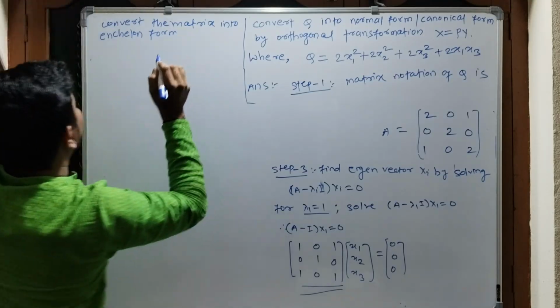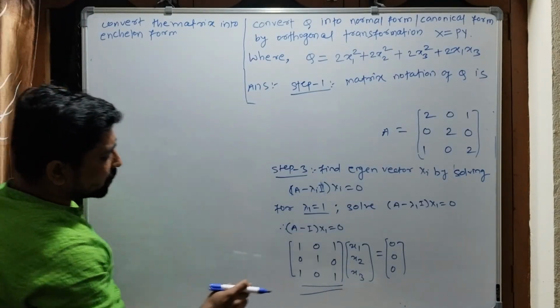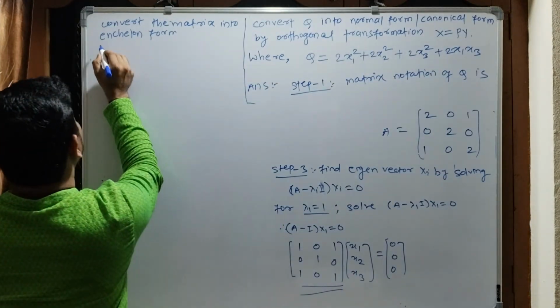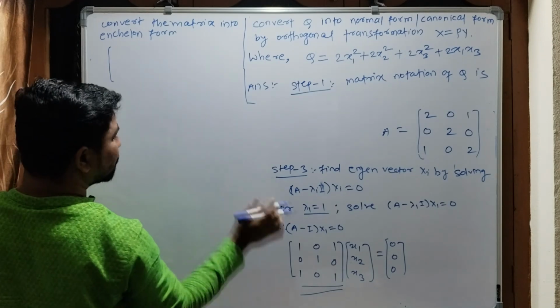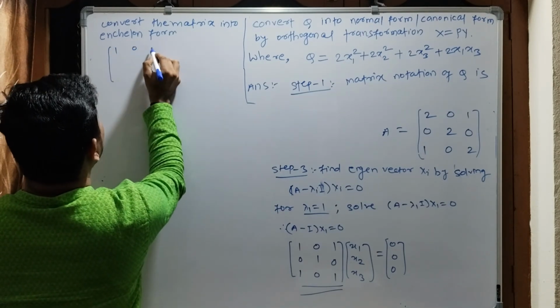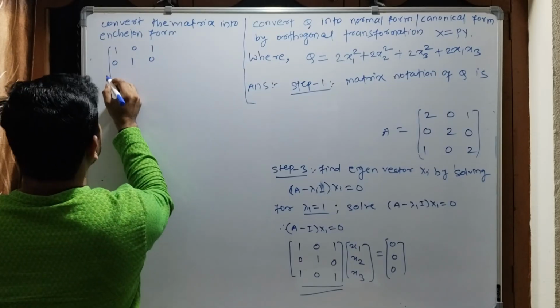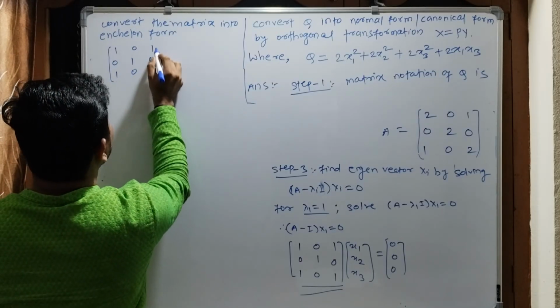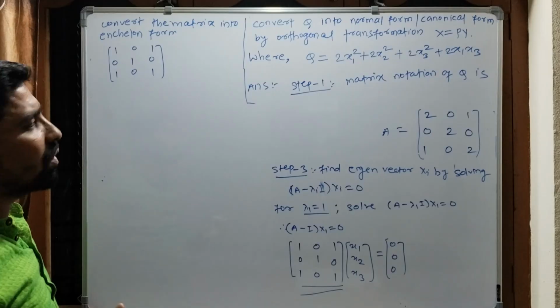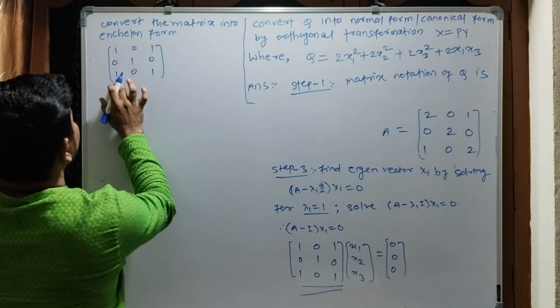So how to convert is the following. Here this is my matrix, and first of all I will write this matrix: 1, 0, 1, 0, 1, 0, 1, 0, 1. Now I want to convert this matrix into echelon form. So here I want to make this entry 0.